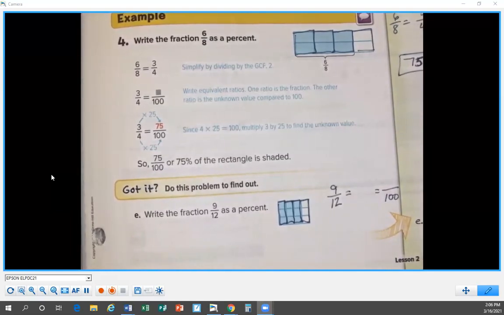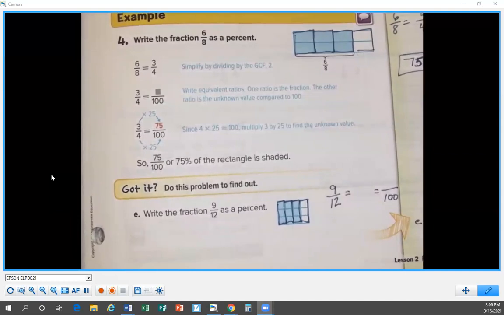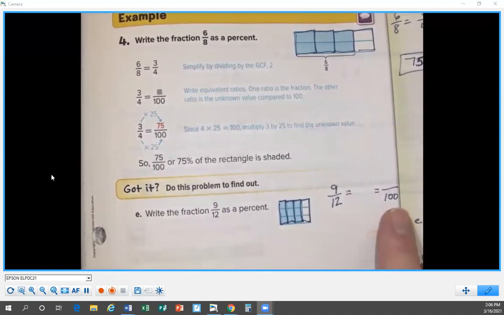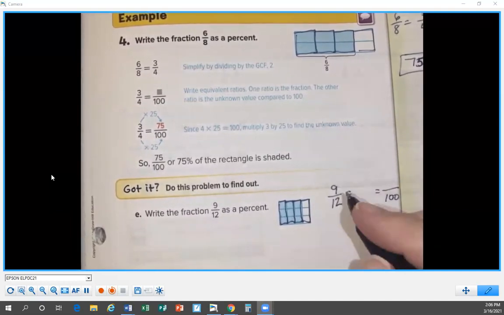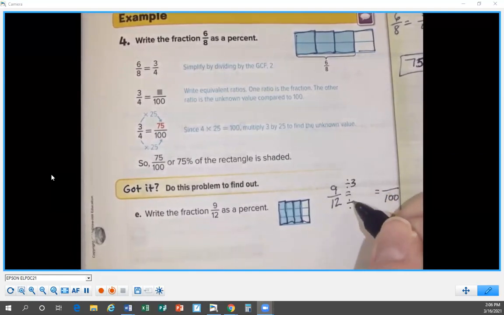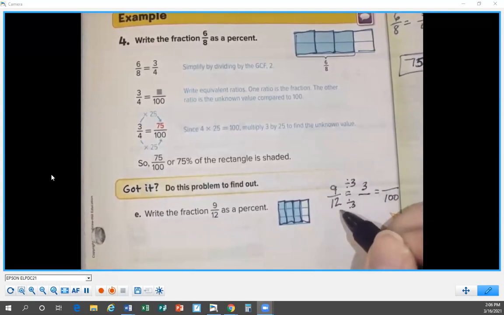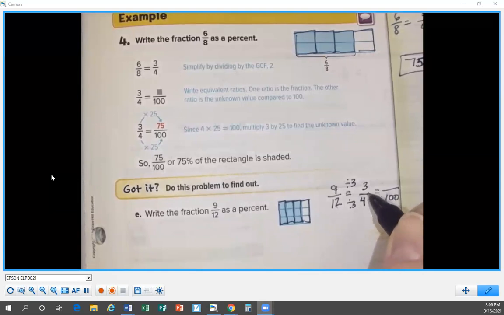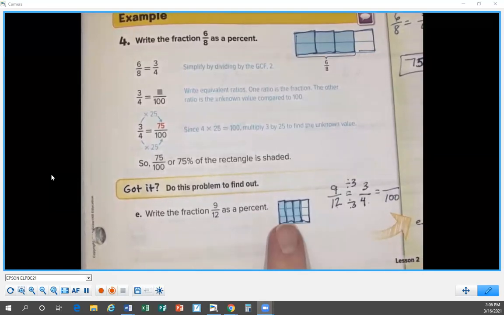So we're giving you numbers that are friendly numbers to work with, because we want to see that relationship to hundredths. Okay, so 9 and 12, these numbers are both divisible by 3. They have a GCF of 3. 9 divided by 3 is 3. 12 divided by 3 is 4. So I see the 3/4 there. I also see it visually in the area model.